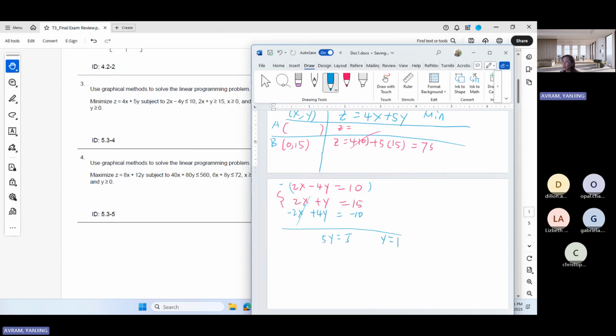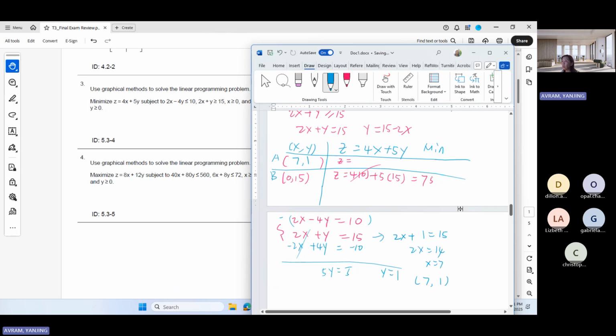And then I can put that into the first one or the second one. If you put it into the second one, 2x plus 1 equals 15. So 2x will be 14, x will be 7. So this one will be 7 and 1, x and y, right? So 7 and 1. All right, and then we just calculate this one right here.